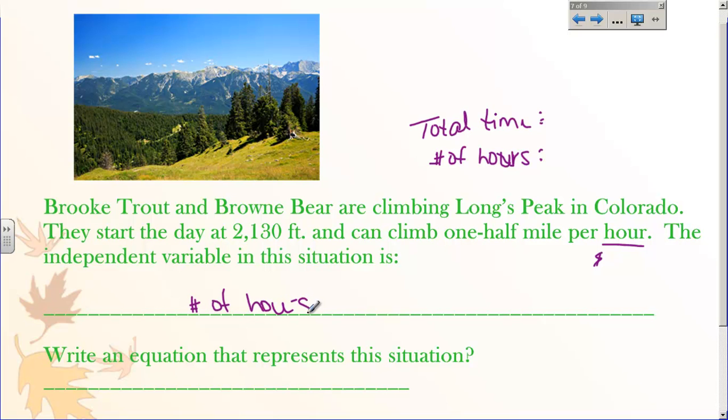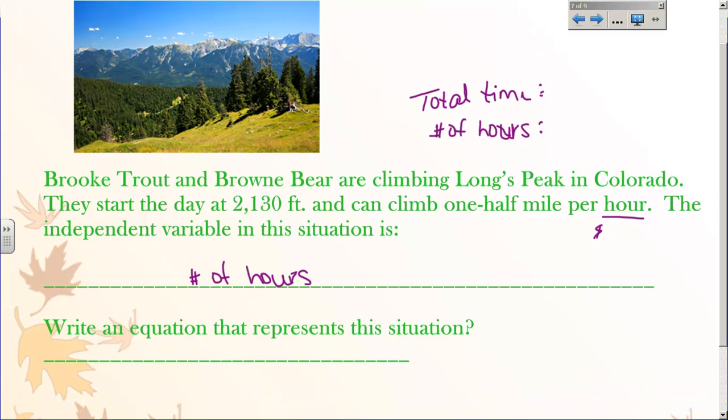And if I were going to write an equation for this situation, that's what they're asking for, an equation to represent this situation. Well, they start out at 2,130 feet. They've already gone that far. And we're trying to find, this shouldn't be total time, this should be total height. Total elevation, whatever you want to get to. But 2,130 is the height that they are at now. And they're going to climb a half mile every hour. This will get them to their total height.